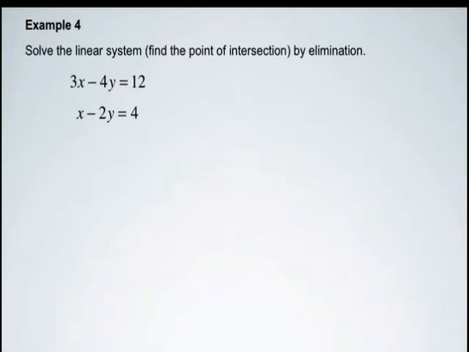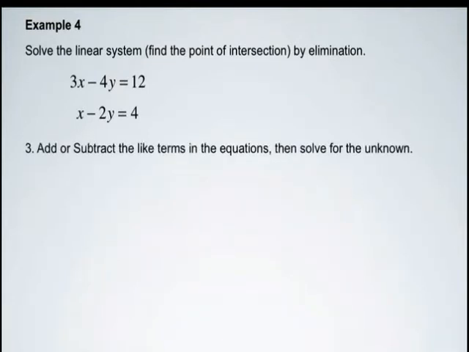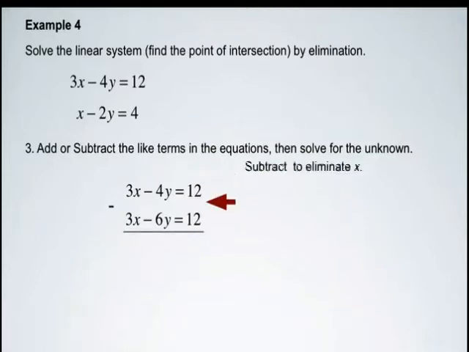So now what we've got to do is add or subtract the terms and then solve for the unknown. So our two equations, the first one was the original 3x minus 4y equals 12. The second equation, which has been tripled, is 3x minus 6y equals 12. So now we subtract these two equations in order to eliminate x.